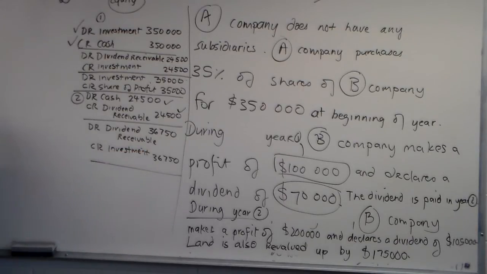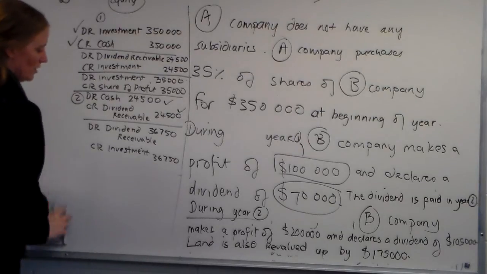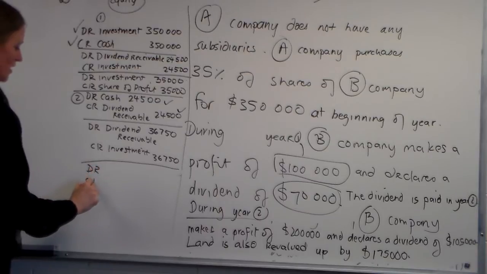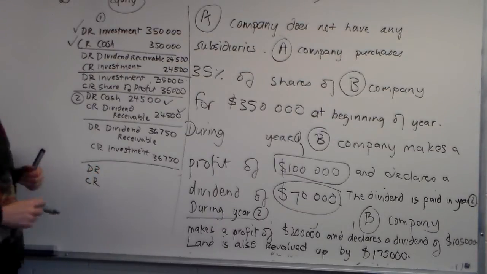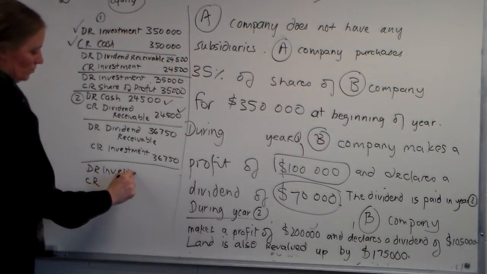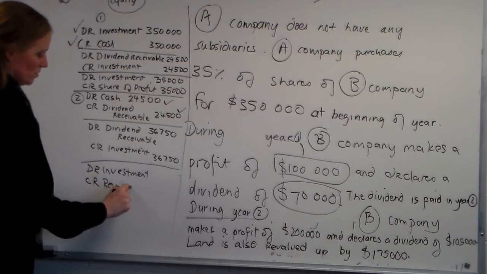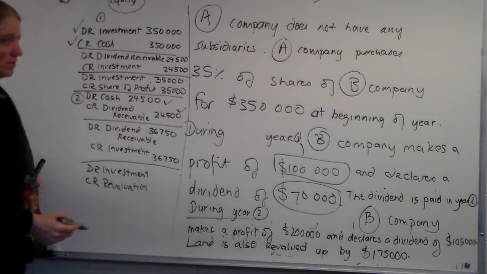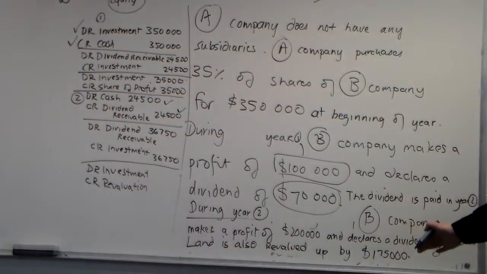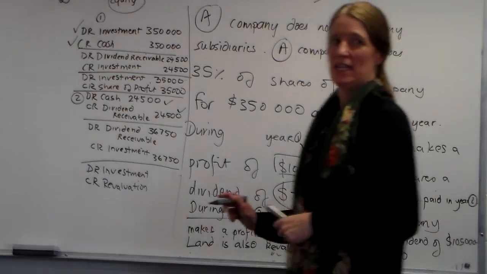That one's a revalued land. Okay, they also revalued land, so we're going to have that journal entry in. So revalue land, we're going to have debit what? Investment. And the credit, revaluation. Of 61,000. So the land is also revalued upwards by 175, so 175 times 35%, which is 61,250.